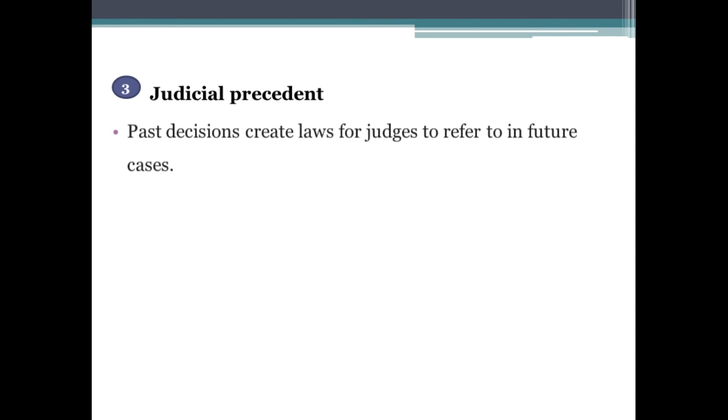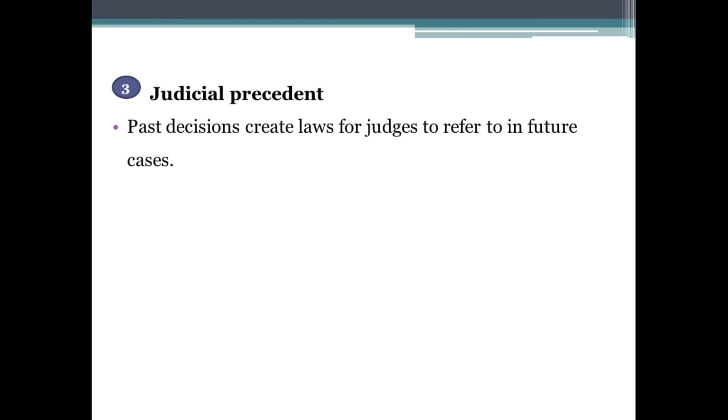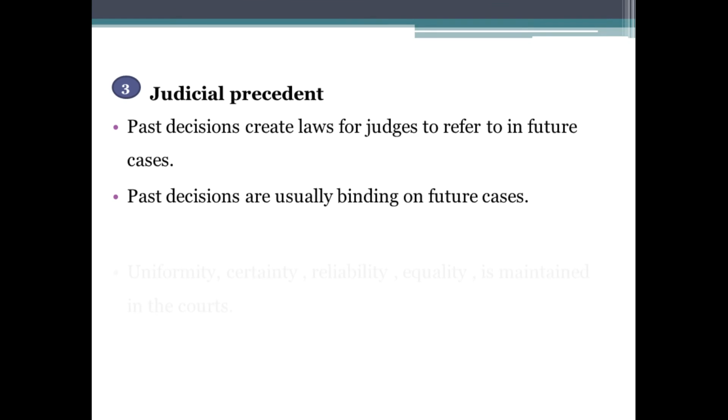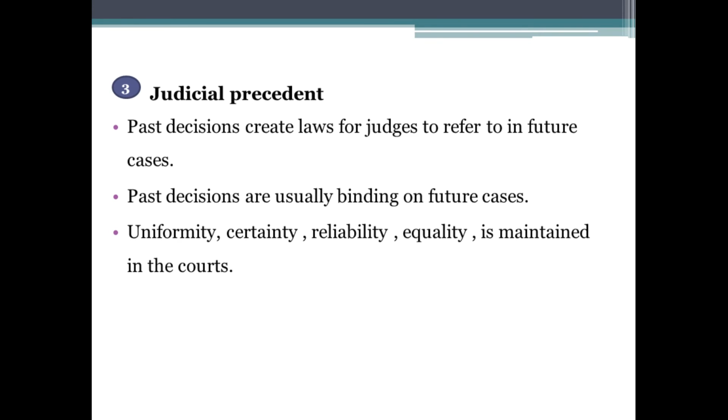The last source of law I have for you is judicial precedent. The main role of the judge is not to make laws, but in the course of giving decisions on cases, law is made, as past decisions create laws for judges to refer back to for guidance in future cases. The past decisions of judges are usually binding in future cases. Thus, if cases are the same, those decisions should be followed. This is good as uniformity, certainty, reliability, and equality is maintained in the courts. Because if cases are the same, the judgment is the same also.